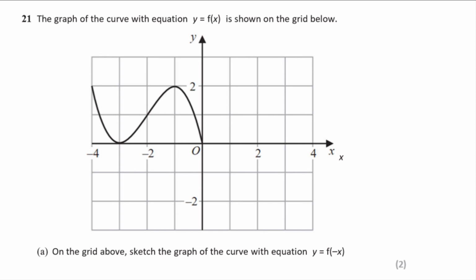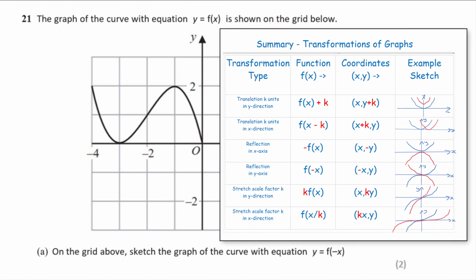On the grid above, sketch the graph of the curve with the equation y equals f of minus x. Right, now this is one of our transformations of curves that we need to know about. There are 6 altogether. We need to know 2 translations, 2 stretches, and 2 reflections. Now this one is one of the reflections, isn't it? y equals f of x goes to y equals f of minus x. Okay, what we're doing here is we're switching the positive x values for the negative x values, so that has the effect of flipping the graph, reflecting the graph in the y-axis.